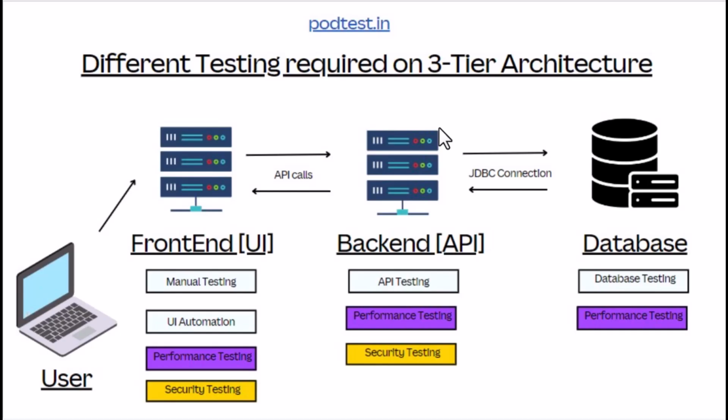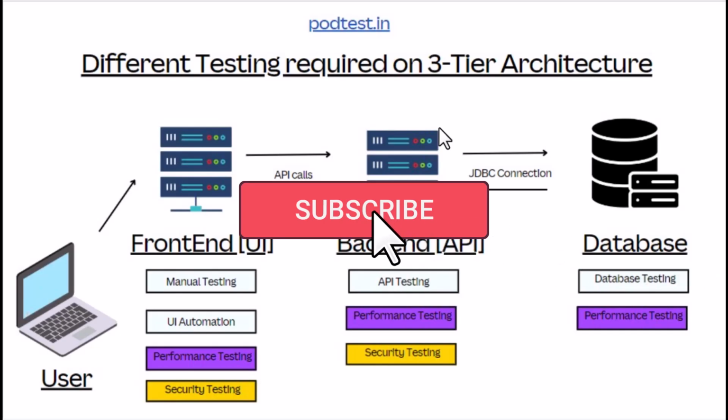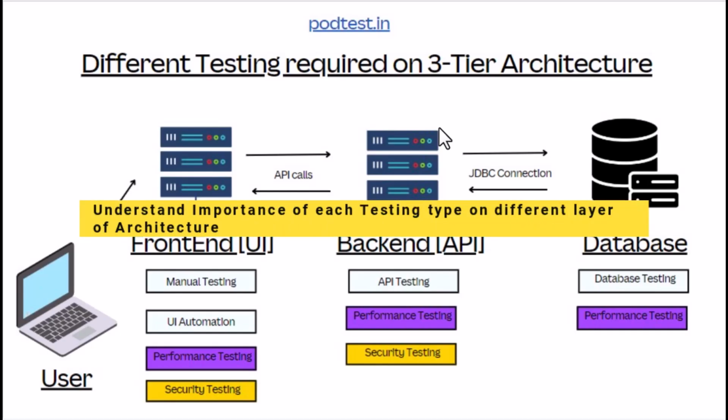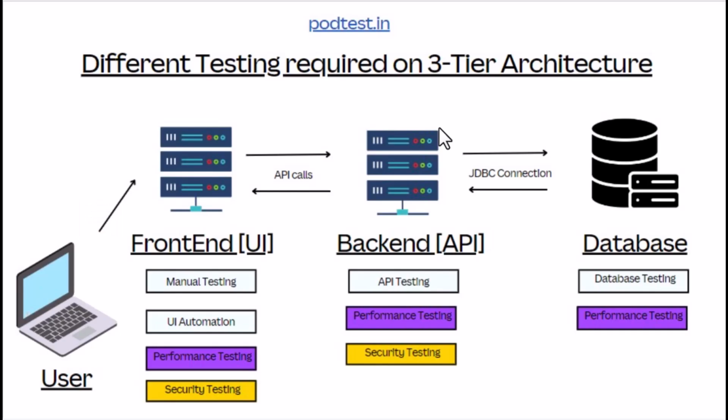Today we're going to discuss the different testings which are required in the three-tier architecture. You are already aware of the different types of testing we perform in our day-to-day activities, like manual testing, API testing, database testing, performance testing, security testing, UI automation, again different flavors of it, and there are many more. Today we're going to discuss some of them to understand what area of the three-tier architecture they fit in, why those testings are required, and what impact they have on the overall performance or overall functioning of the application. So let's try to understand that.